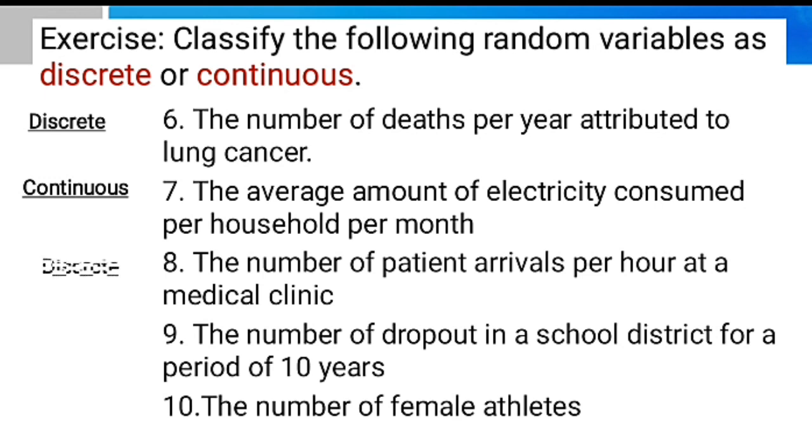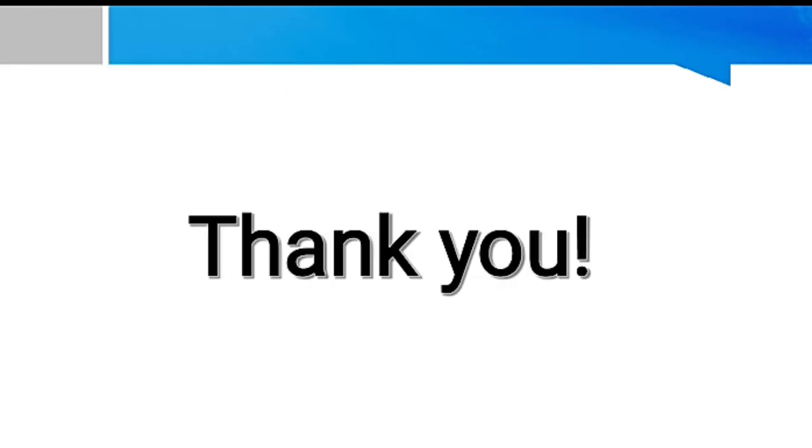So that is discrete. Then for number 9, the number of dropouts in a school district for a period of 10 years. Even if the time is long, you can still count in the first year how many dropouts. Maybe 5, the next year how many dropouts, 6. So you can count it, therefore that is discrete. Then the number of female athletes. So this is also discrete.